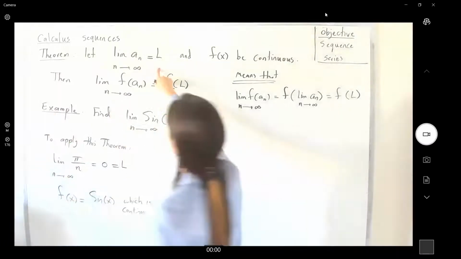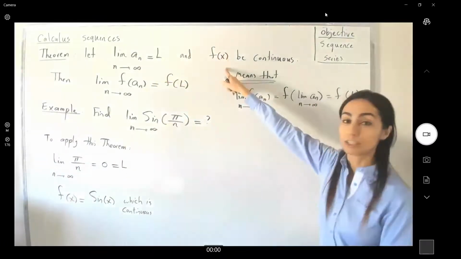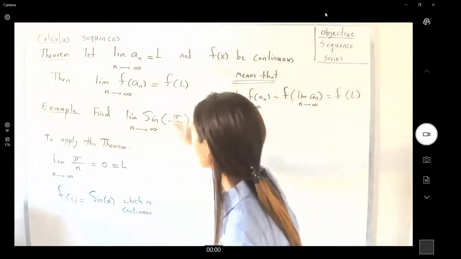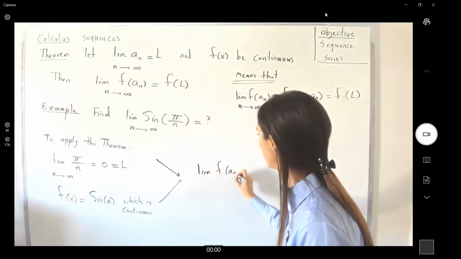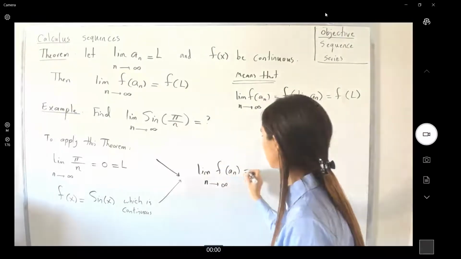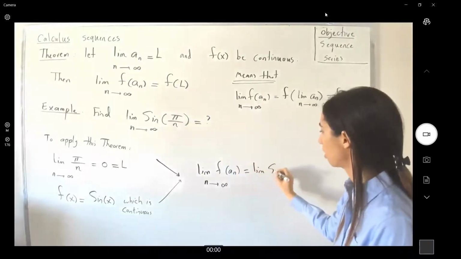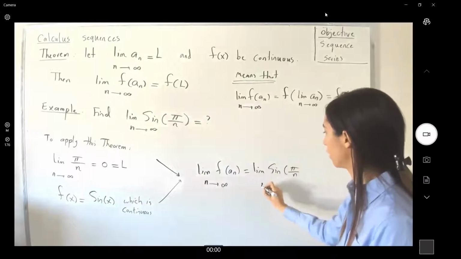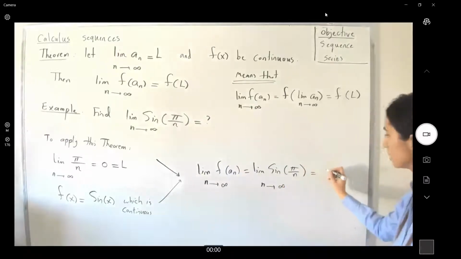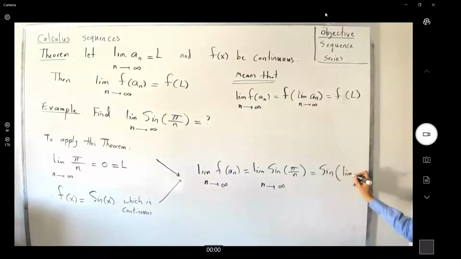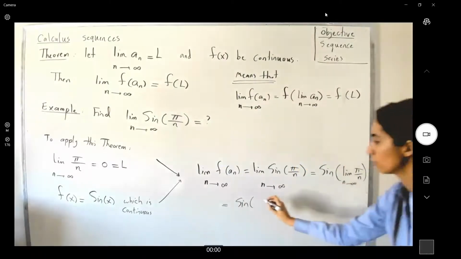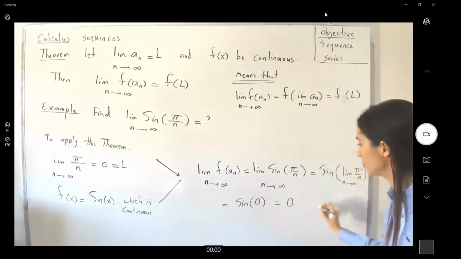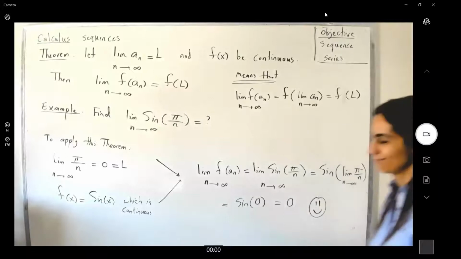Okay, I have a convergent sequence. I have a continuous function. Now the theorem says the limit of f of a_n while n goes to infinity, which is the limit of sine of pi over n while n goes to infinity, is equal to the sine of limit of pi over n while n goes to infinity, which is equal to the sine of this limit, which is 0, and sine of 0 is equal to 0. Nice answer.